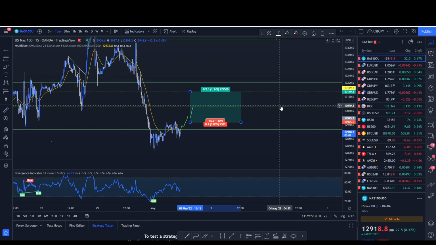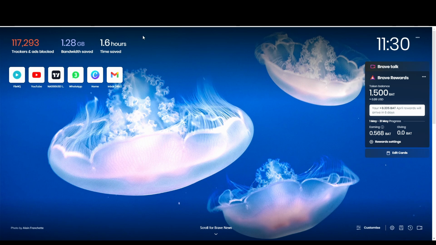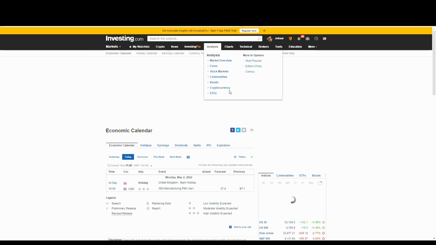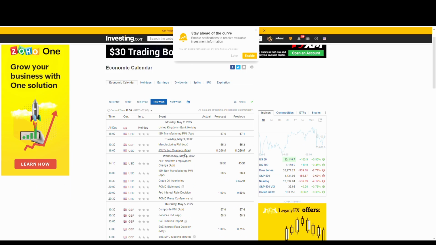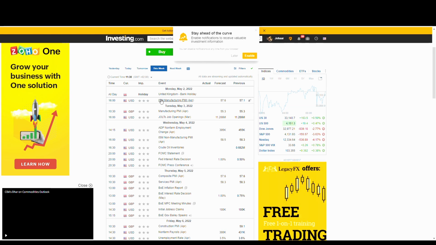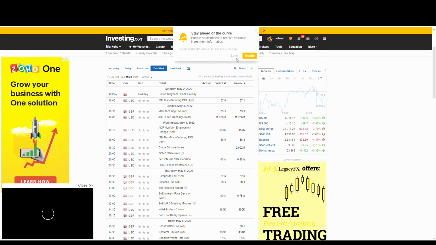Nasdaq is going to be very tricky coming into the coming days, because let's have a look at the news today, this week. We have ISM manufacturing PMI, won't do too much, but it's important. We have job openings. This is important for Nasdaq. We need to take note of that. Then we have a biggie.